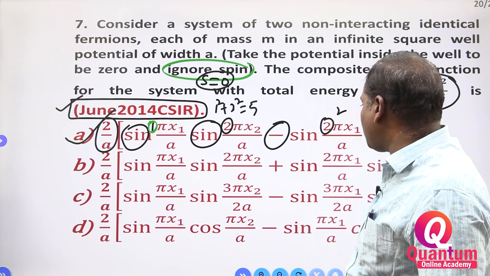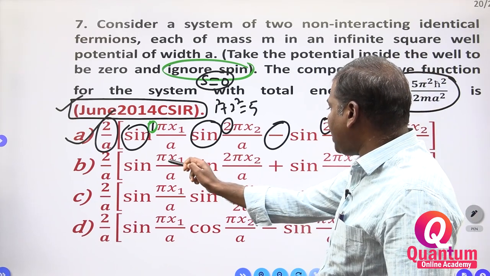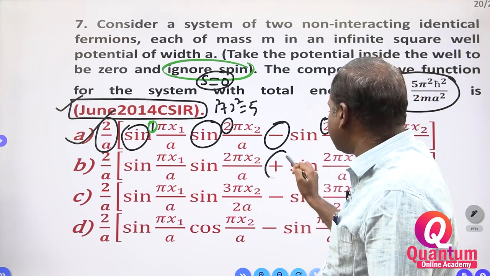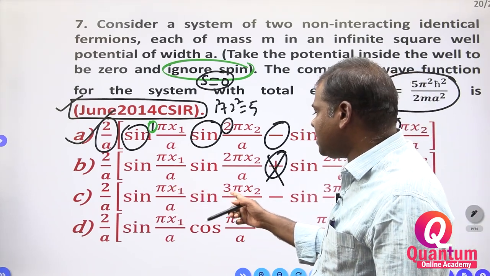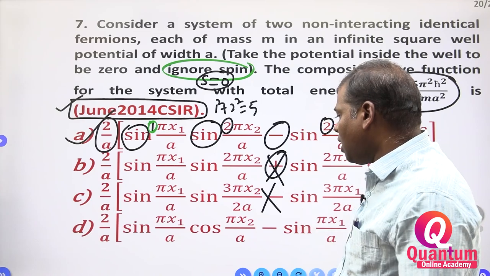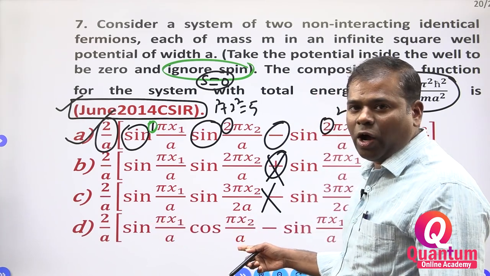From option B, you have to sum. But here also 5 will exist, but here the plus sign is there. That's why this option is wrong. Here 1 square plus 3 square is equal to 10. This option is wrong. Here one sine is there, one cos is there.